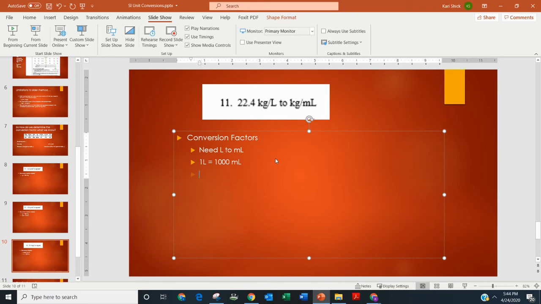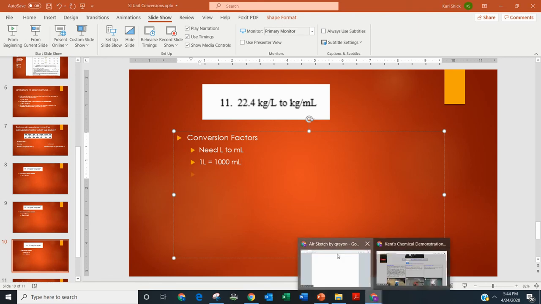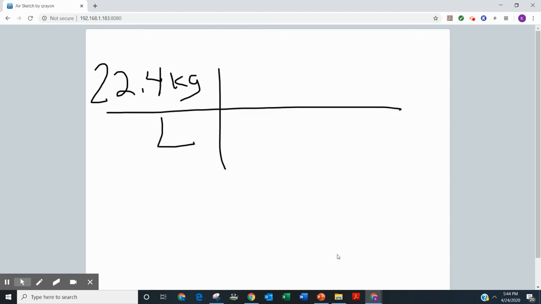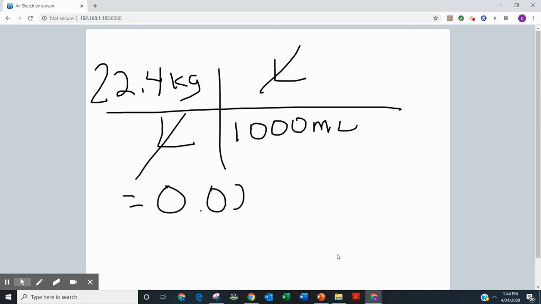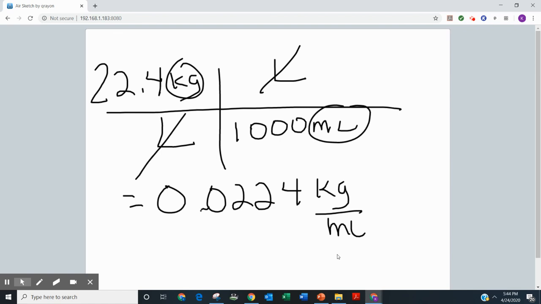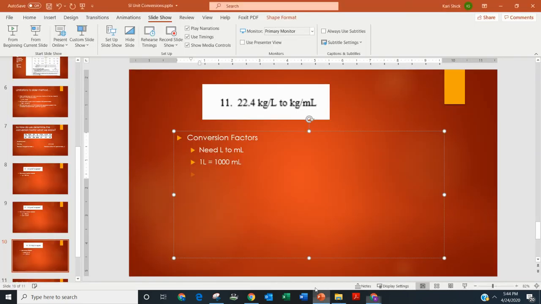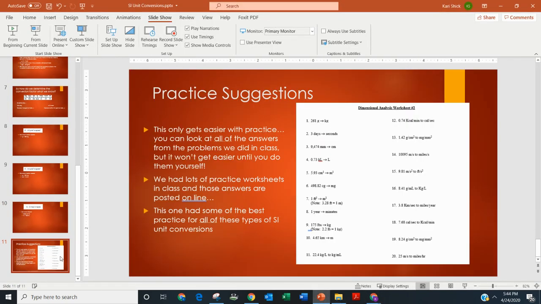And now we can go ahead and solve the problem. So we've got 22.4 kilograms per liter. And there's 1,000 milliliters in a liter. Those liters cancel. And we get 0.0224 kilograms per milliliter are our units. All right. So hopefully those helped you.